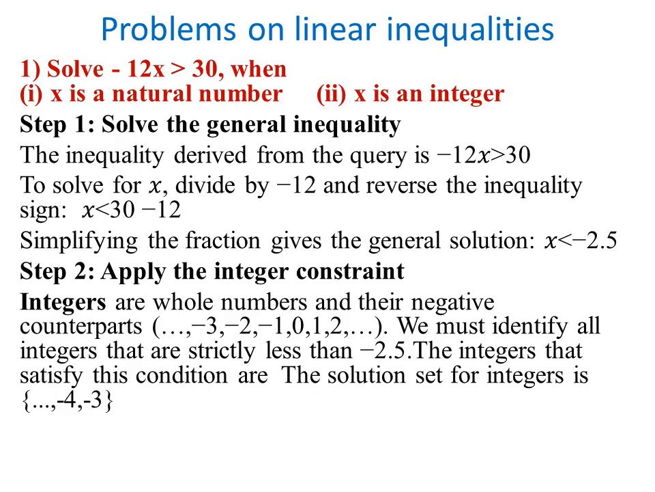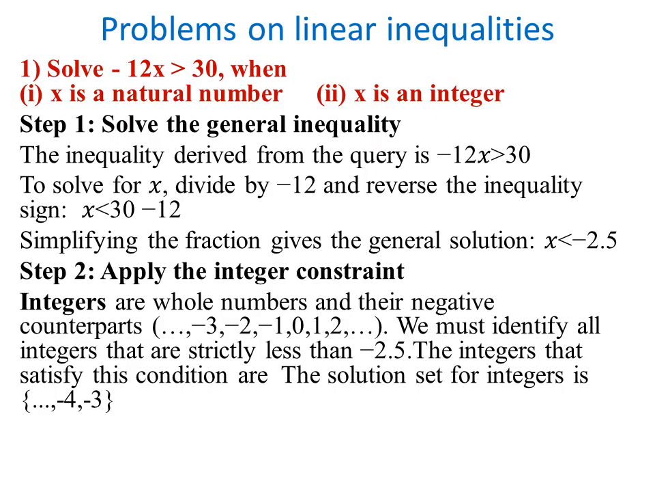In the first step, we solve the general inequality. The general inequality is derived from the query: minus 12x is greater than 30. To solve for x, divide by minus 12 and reverse the inequality sign. Then the question becomes x is less than 30 by minus 12. After simplifying the fraction, we get the general solution: x is less than minus 2.5.